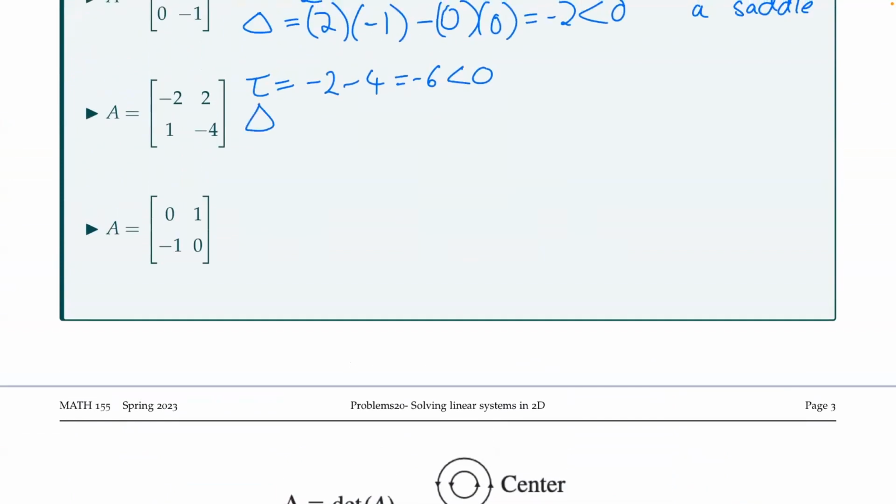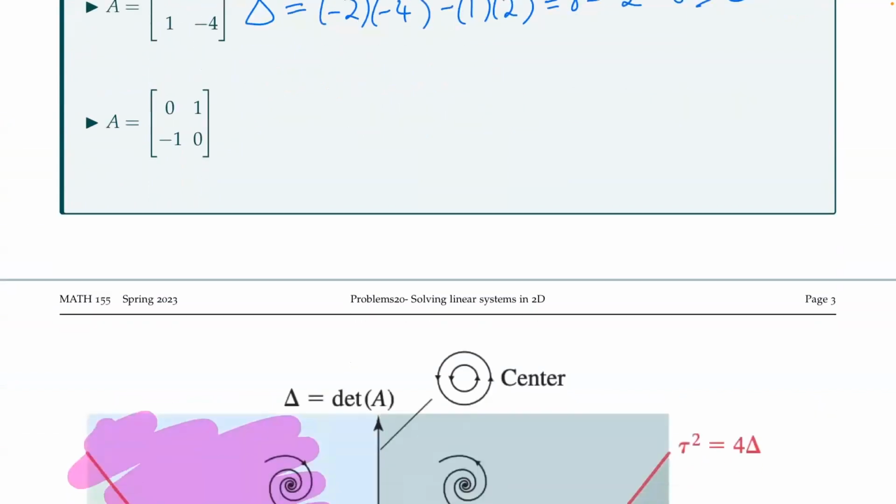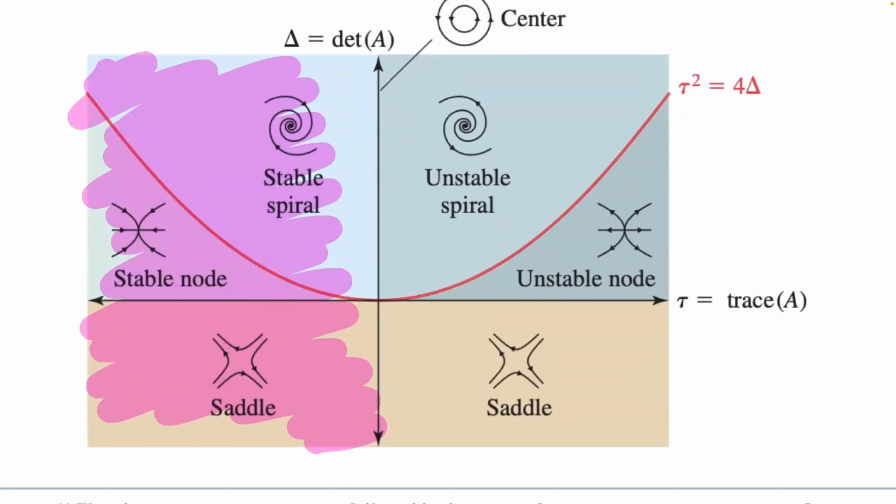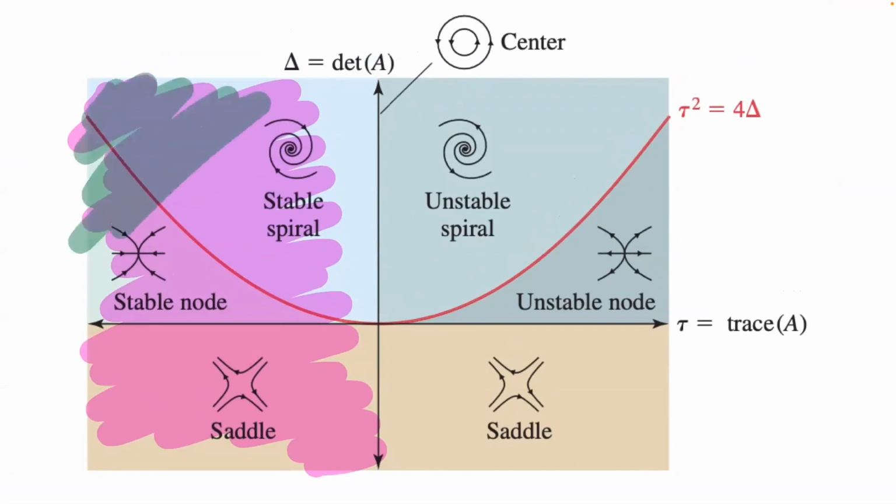Now let's work out our determinant. So we have -2 times by -4 minus 1 times by 2. We're going to have 8 minus 2, which is 6. That's positive. Again, let's go back to our diagram here. The determinant is positive, so I know that I'm in this upper left quadrant here.